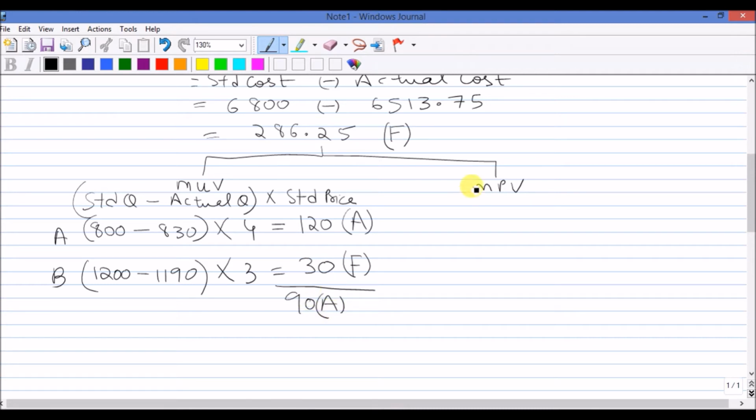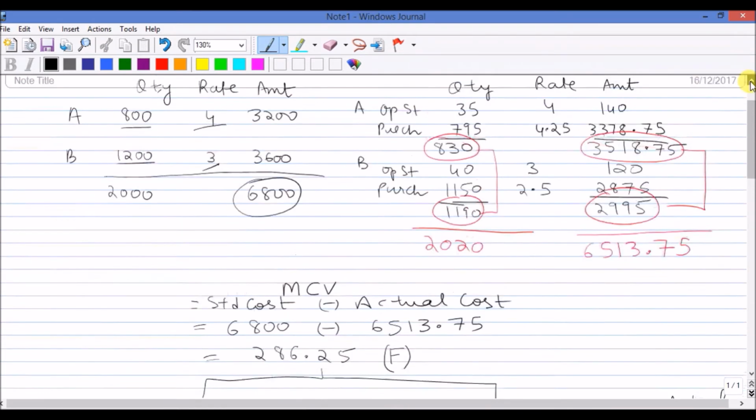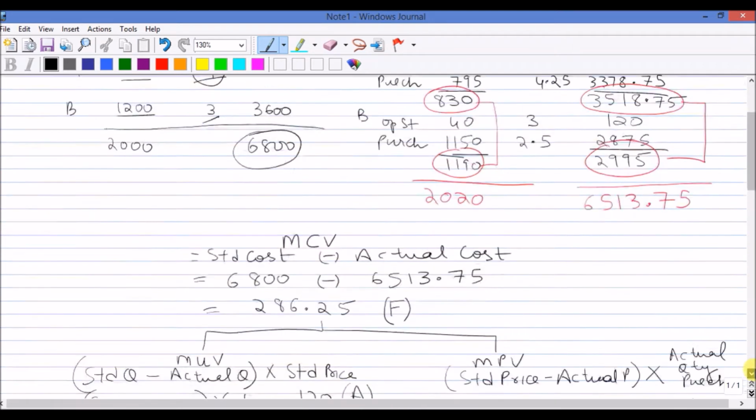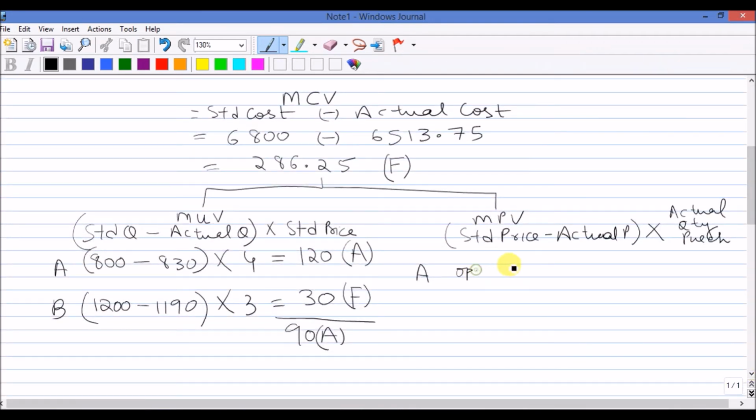Okay, then here is standard price minus the actual price into the actual quantity you have purchased. So for A we are doing it. How much is the standard price? 4 minus 4 into 35. So for opening stock it is 4 minus 4 into 35, which will give me nil variance.